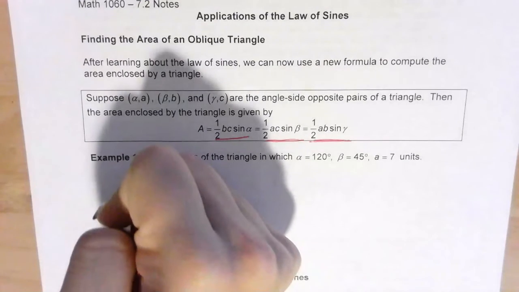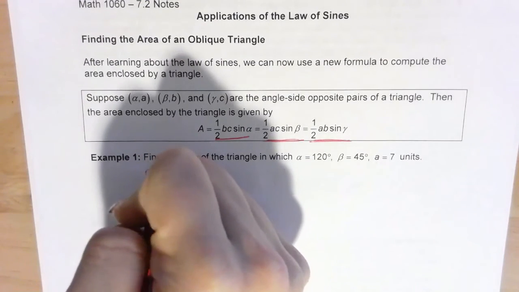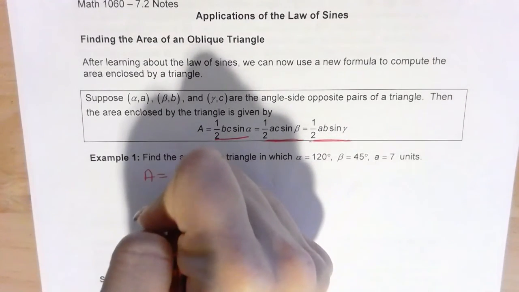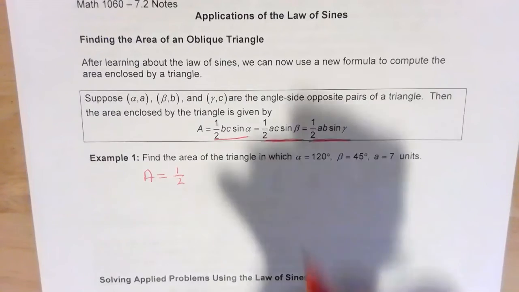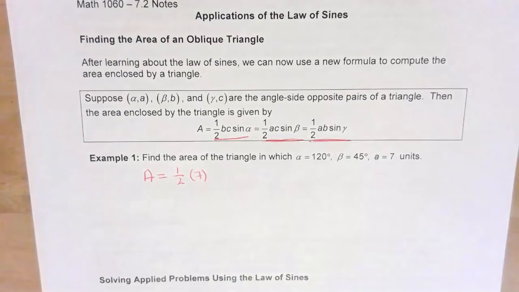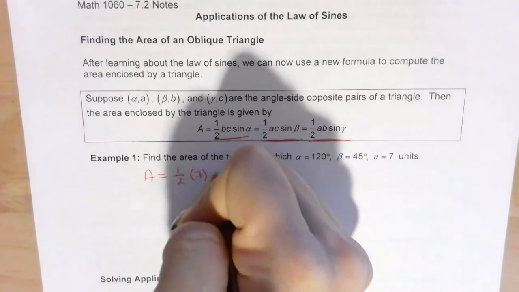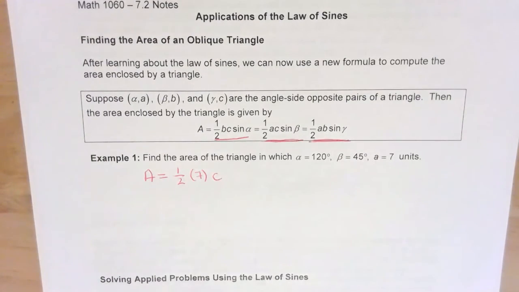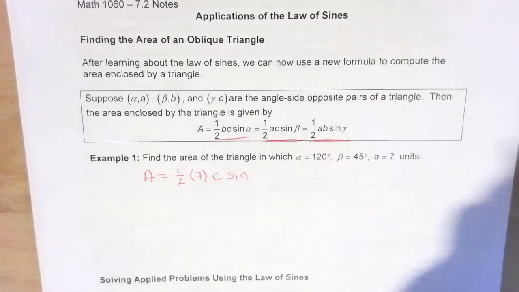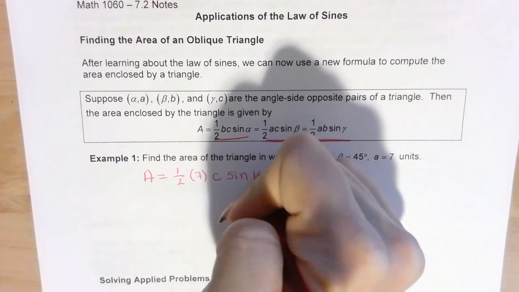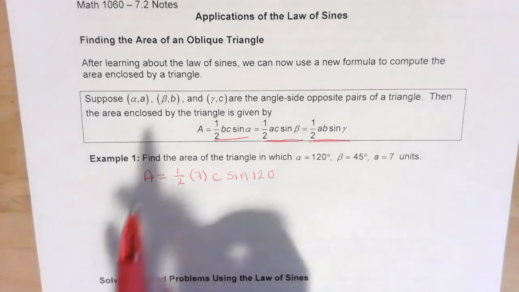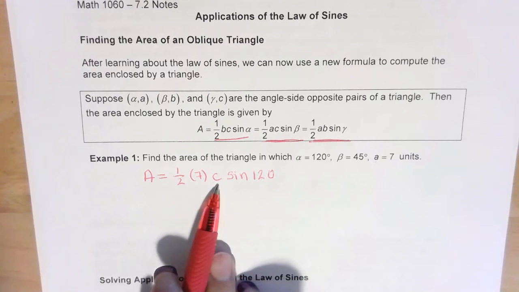So I'm going to write that down. I have A for area equals 1/2. Side A is 7. Side C, we're not given side C, so I'm going to just put down C right now. Sine of alpha is, let's see, alpha is 120. Okay, so we are trying to find A, so that means we're missing C.